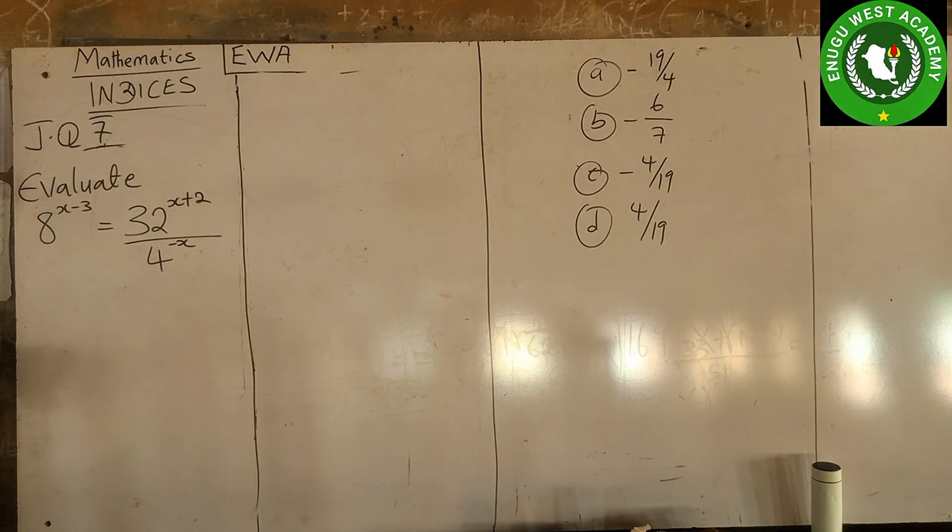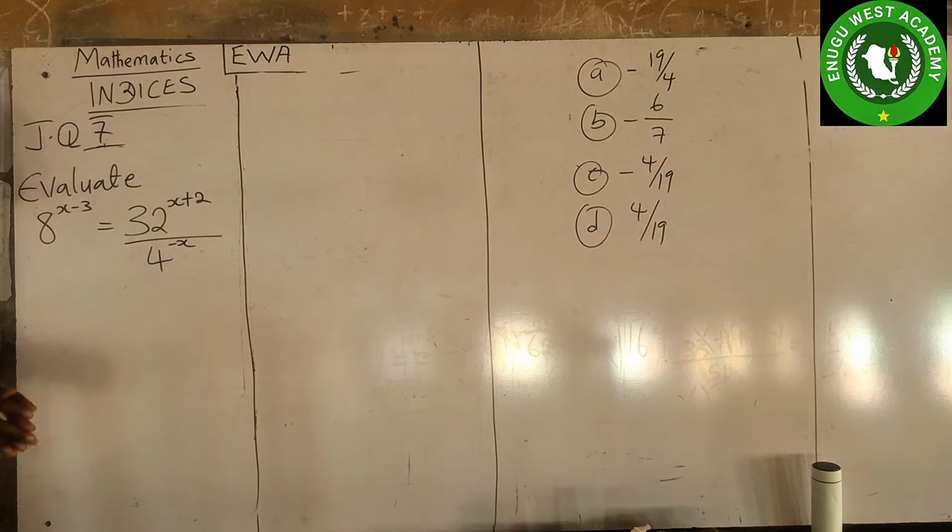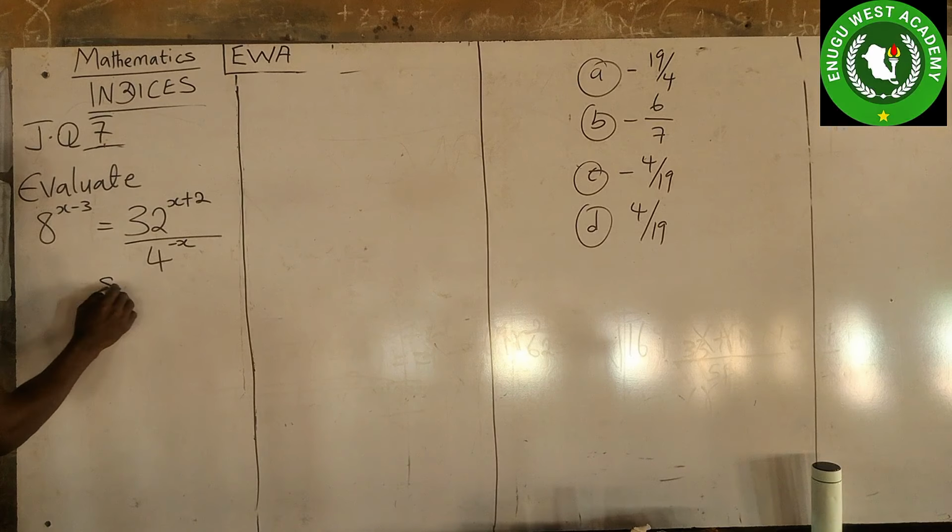Evaluate 8 raised to power x minus 3 equals 32 raised to power x plus 2 over 4 raised to power minus x. So anytime you are solving indices and you notice that you have equals to, have it in mind that whatever you are going to have here as the base will end up being the same as what you're going to have here as the base, for you to be able to equate the power. Now, so solution.